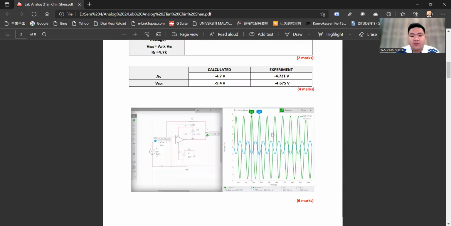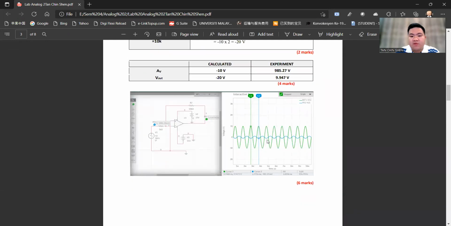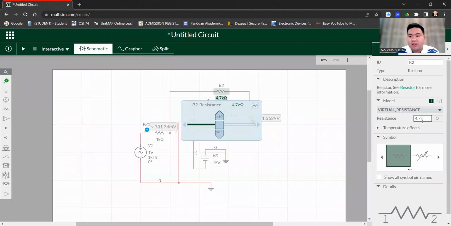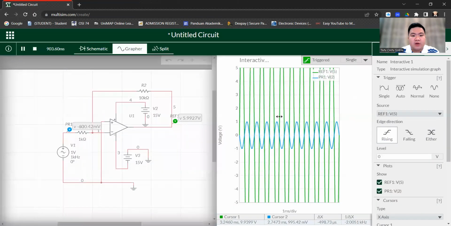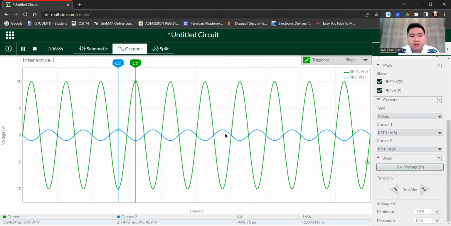Continuing with the second part, I maintain the circuit, but RF will change to 10 kilo ohm, and the output waveform will be different. Here, I double click, then I can adjust it to 10 kilo ohm. Then I run. My graph is different. For the axis, I just press it, then we automatically get the new waveform.